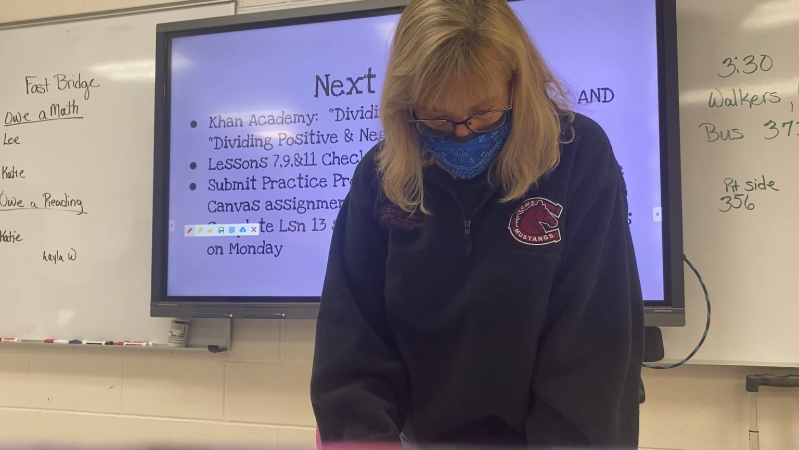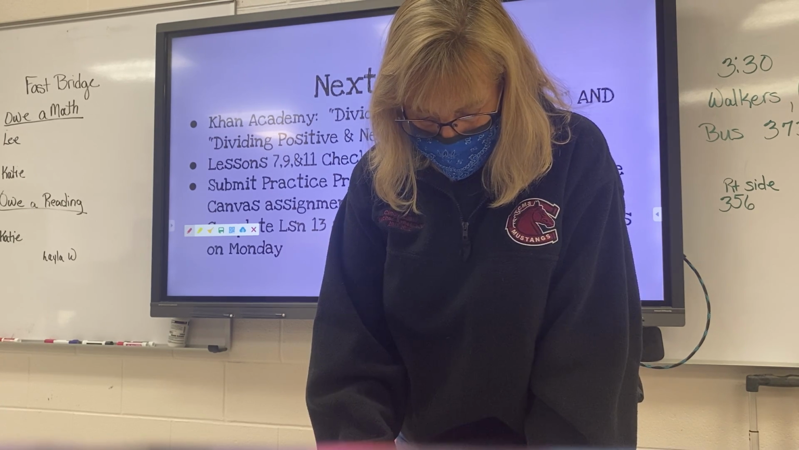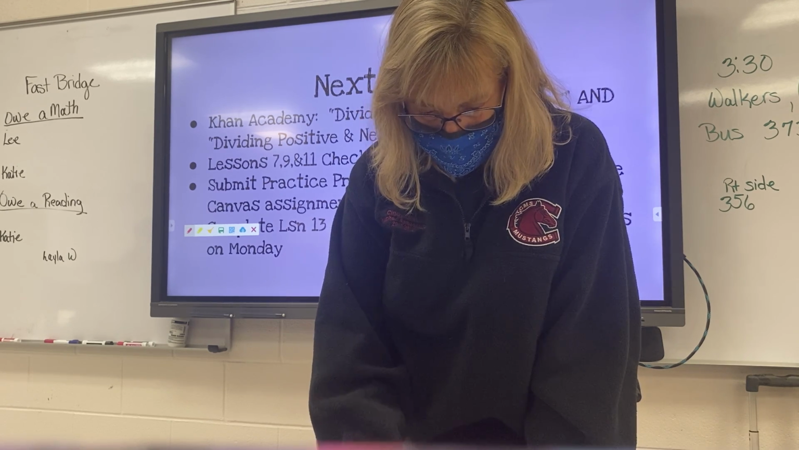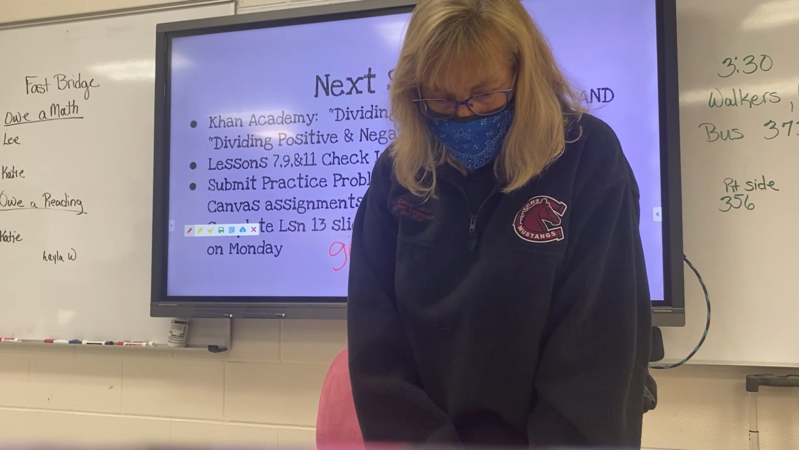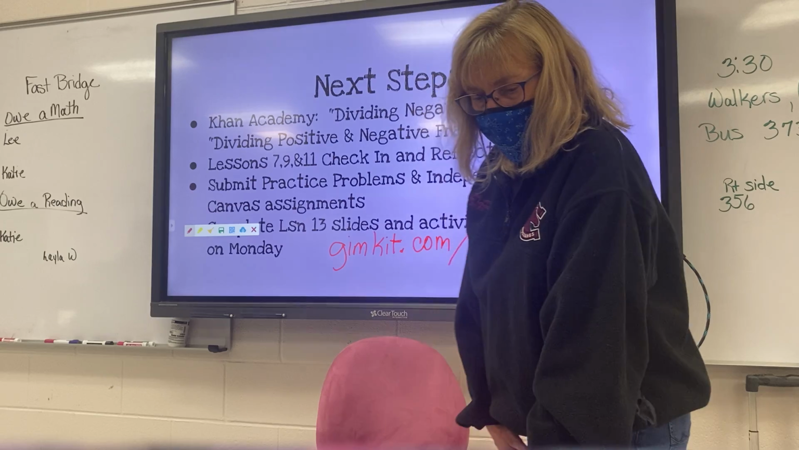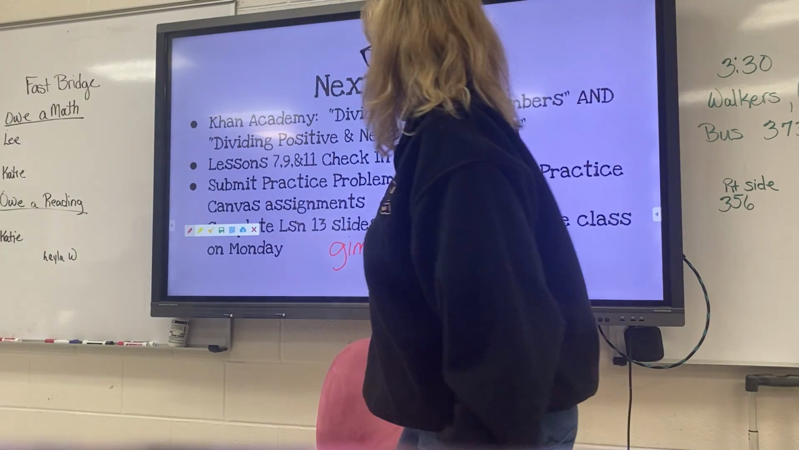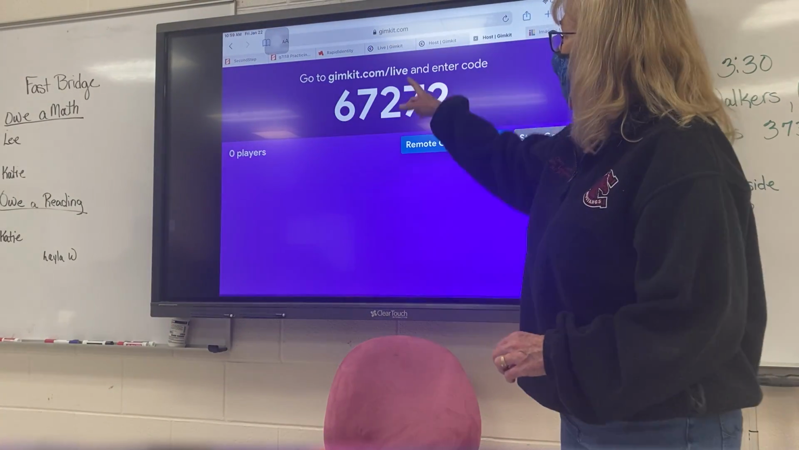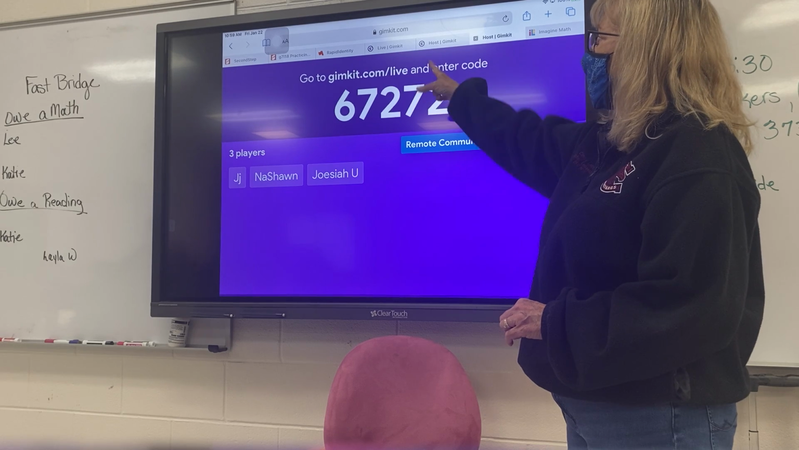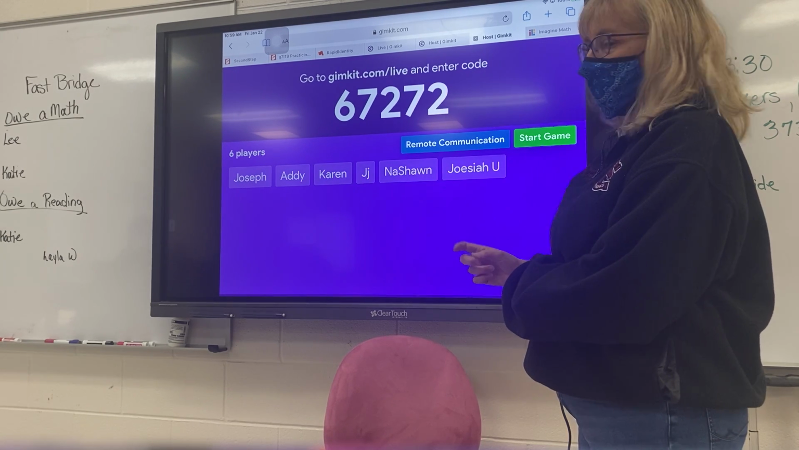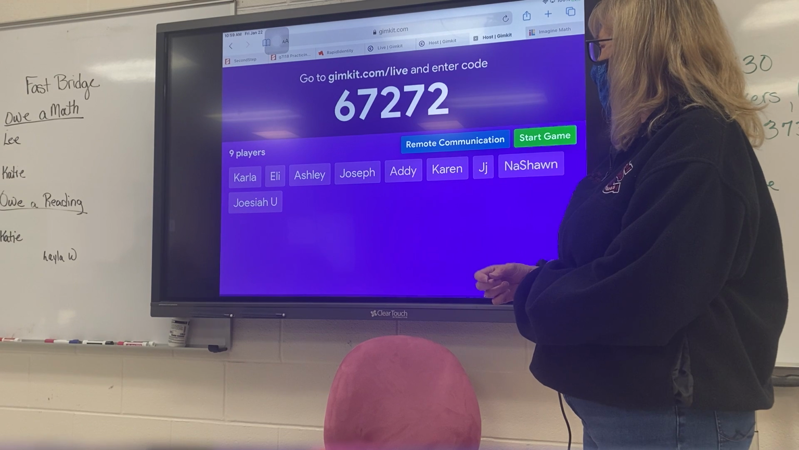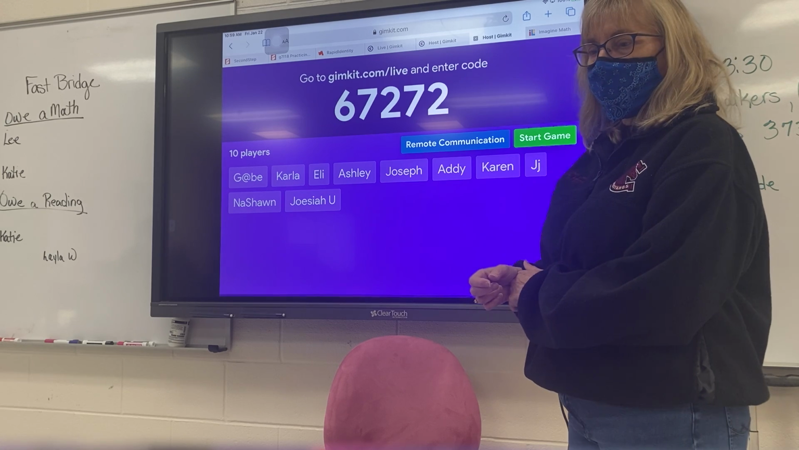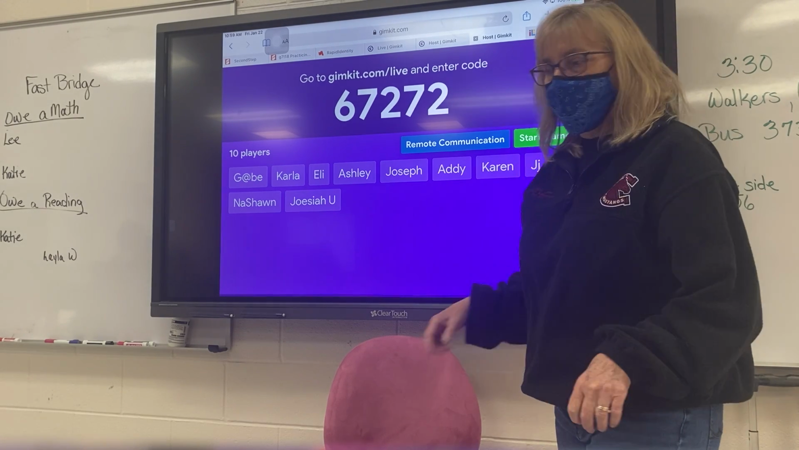We are going to play for 10 minutes. I'm going to start you out with $20. The game code is 67272. 67272. So go to gymkit.com/slide 67272. And we're going to see who gets the most points. Okay?